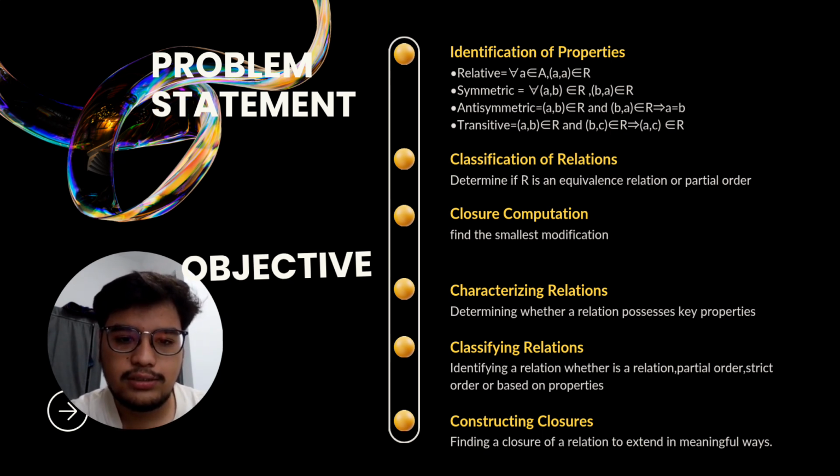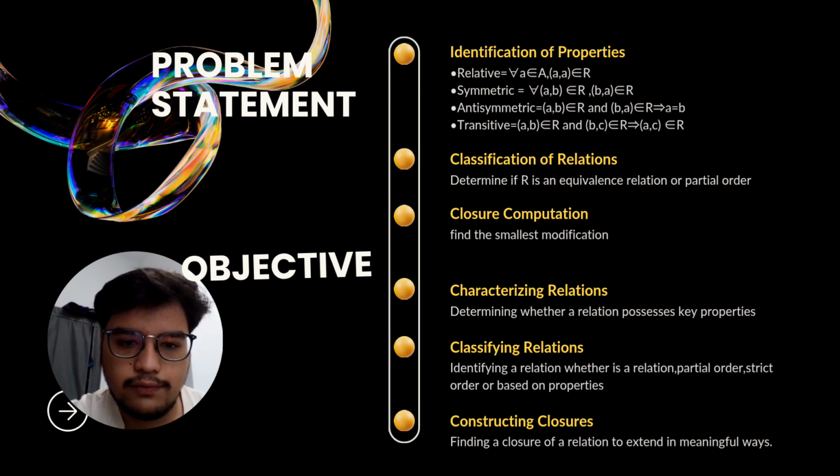Secondly, we have classification of relation, to determine if a relation is an equivalence relation if it is reflexive, symmetric, and transitive, and it is a partial order if it is reflexive, antisymmetric, and transitive. Lastly, for the problem statement, is closure computation. If a relation does not satisfy certain properties, find the smallest modification to make it reflexive, symmetric, and transitive, while preserving as much of the original structure as possible.